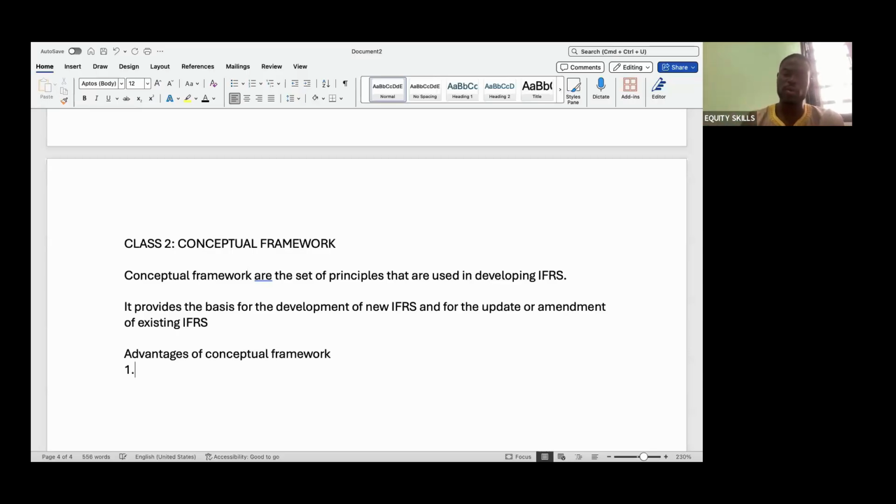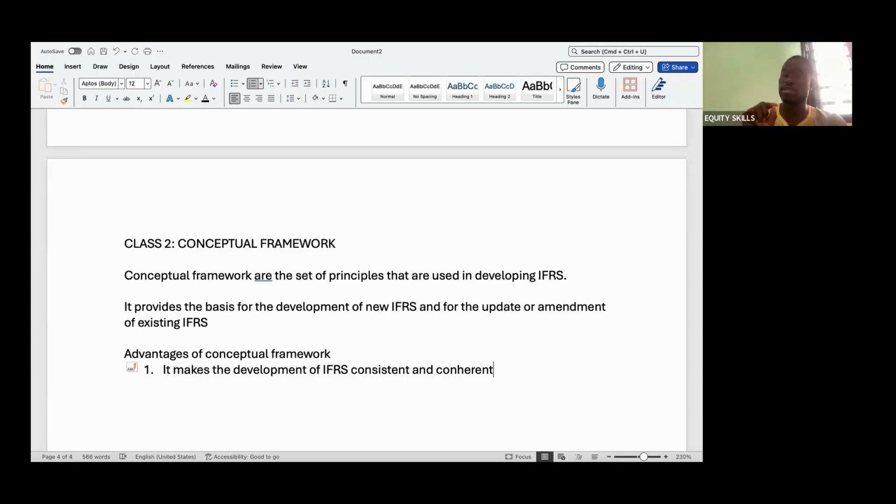Number one, it makes the development of IFRS consistent and coherent, in the sense that all IFRS that deal with specific transactions are developed from the same basis, the same set of principles, so you find out that all the IFRS will be very consistent and their development will be coherent.